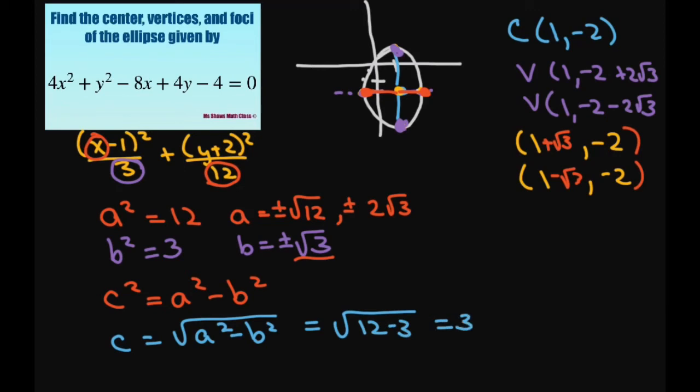So that means you take your center again, and the foci goes with the y. So you copy down your 1, and when you do your square root, it's supposed to be plus and minus. And then you write your negative 2, and then you're going to add 3, and then you're going to subtract 3. Like that. So this is going to be your foci.